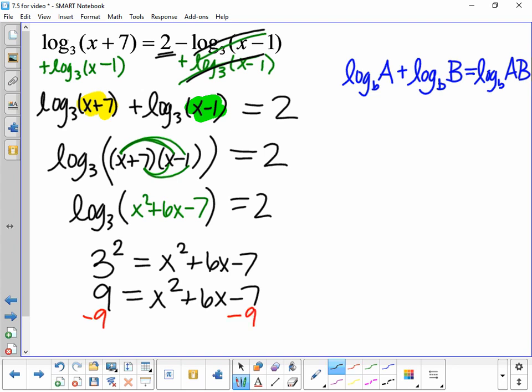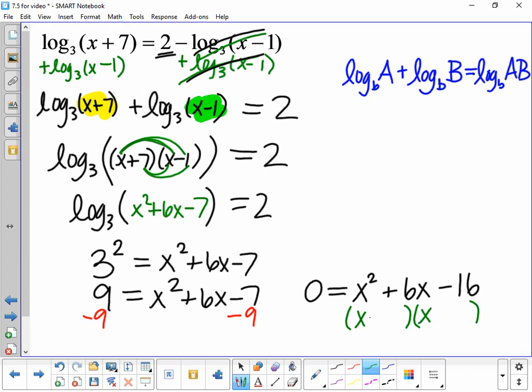So if we subtract the 9 from both sides, and we do that because in order to try factoring, or in order to try the quadratic formula, we have to have our equation equal to 0. So we have an x squared plus a 6x, and now it's a negative 16 constant at the end there, so minus 16. So now if we try factoring this, we're thinking of factors of negative 16, and we need them to add up to 6 in order to factor this.